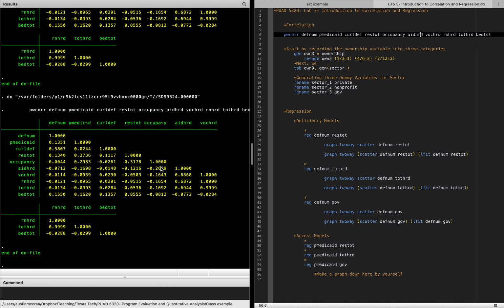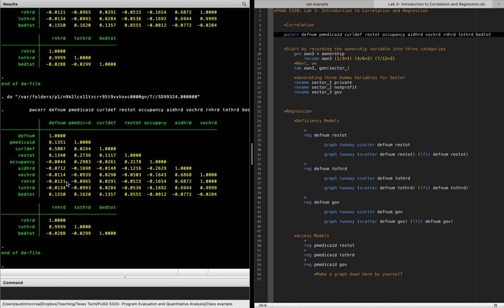Right, and then throughout here we can look at some of the other correlations, but the primary ones are the correlations that these variables have with the number of deficiencies and the percentage of Medicaid patients. Okay, and so now that we've gotten a good summary of the correlations here, let's move on to some regressions.